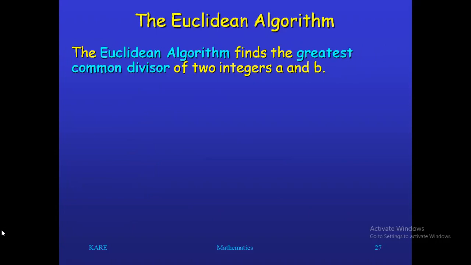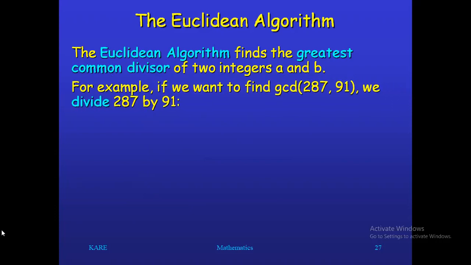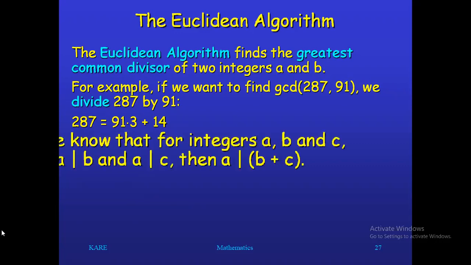The next topic is the Euclidean algorithm. It finds the greatest common divisor of two integers A and B. For example, if you want to find the GCD of 287 and 91, we divide 287 by 91 as 287 is equal to 91 times 3 plus 14. Here 91 is the divisor, 287 is the dividend, 3 is the quotient, and 14 is the remainder.